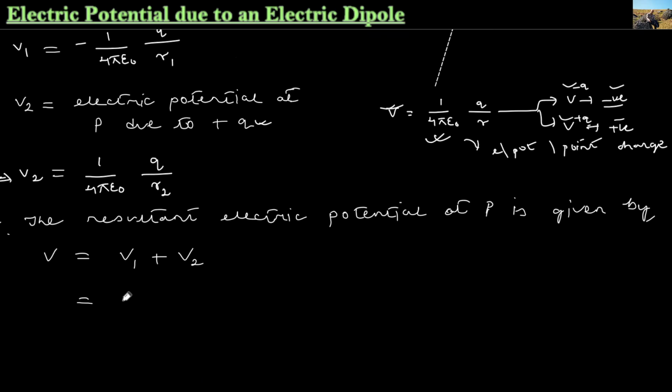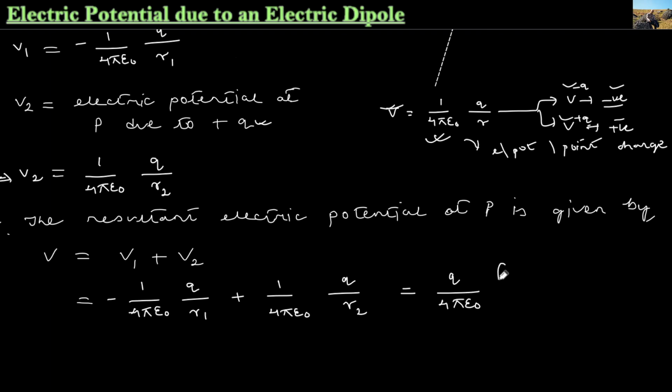So from here, what is V1? V1 will be minus 1 by 4 pi epsilon naught Q divided by R1. Then for V2 it is positive, so we will put 1 by 4 pi epsilon naught Q divided by R2. So we can rearrange this equation in the sense that we take Q outside and that 4 pi epsilon naught also outside. Then we are left with some terms.